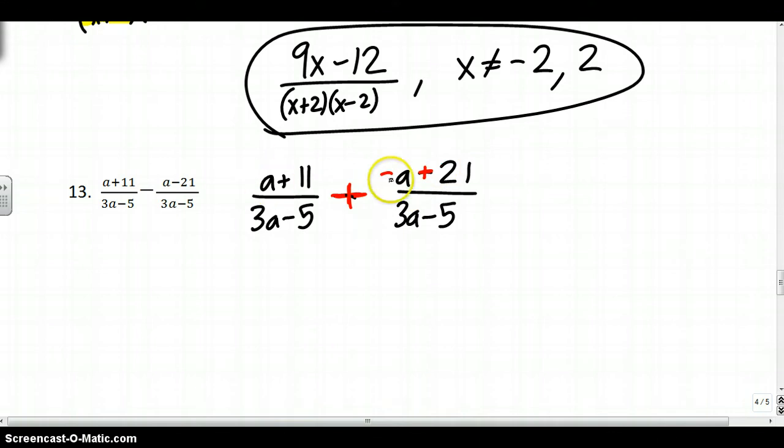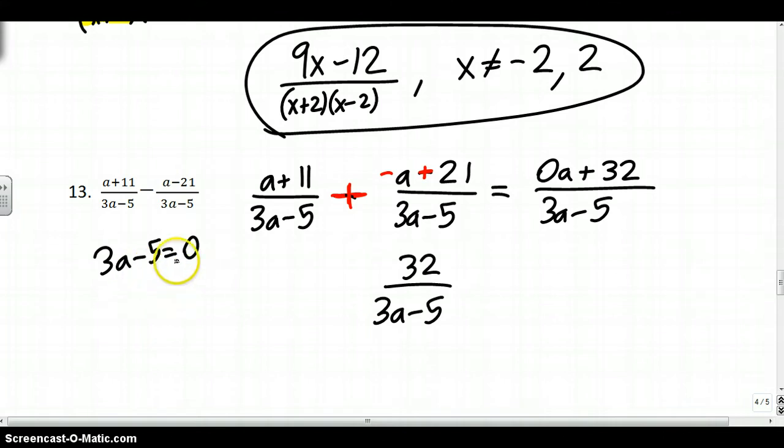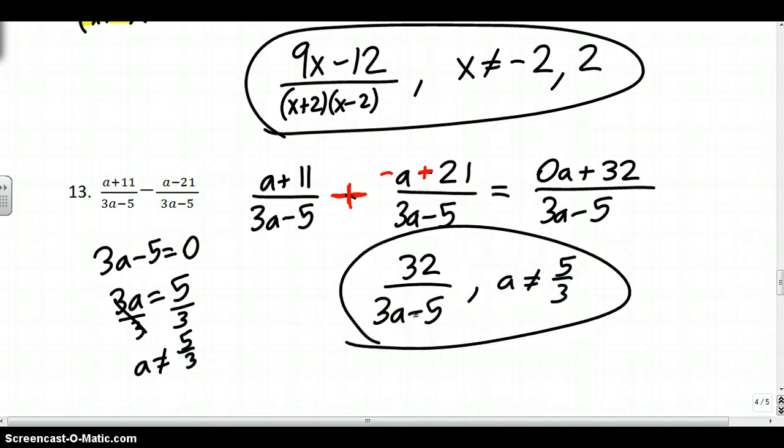And then now you can add a plus negative a, well that's 0a. 11 plus 21 is 32 over 3a minus 5. You don't have to write the 0a, so that's 32 over 3a minus 5. Now, what can a not be? It's not as easy this time to figure out. So set it equal to 0 off to the side. Add 5, so 3a equals 5. Divide by 3, so a can't be 5/3. If I were to plug 5/3 into this denominator, we'd get 0. And you cannot divide by 0.